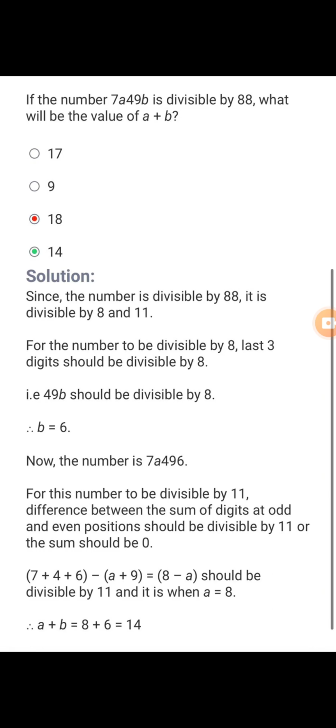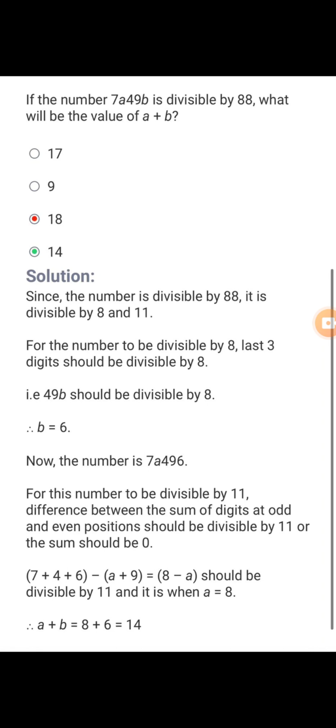Now we also know that for a number to be divisible by 8, the last 3 digits, in this case 49b, should be divisible by 8. If a number is to be divisible by 2, the last digit should be divisible by 2, right? If a number is divisible by 4, then the last 2 digits, units and tens place, should be divisible by 4. If a number is to be divisible by 8, then the last 3 digits, that is units place, tens place and hundreds place, taken in order, should be divisible by 8.